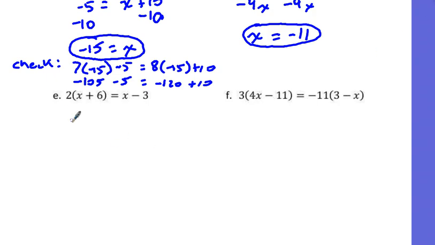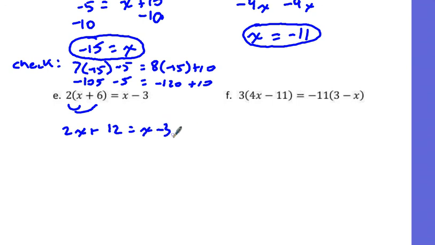Letter E. This time we have the distributive property we recognize here. We have to distribute 2 to x and 6. So we'll have 2x plus 2 times 6, which is 12, equals x minus 3.